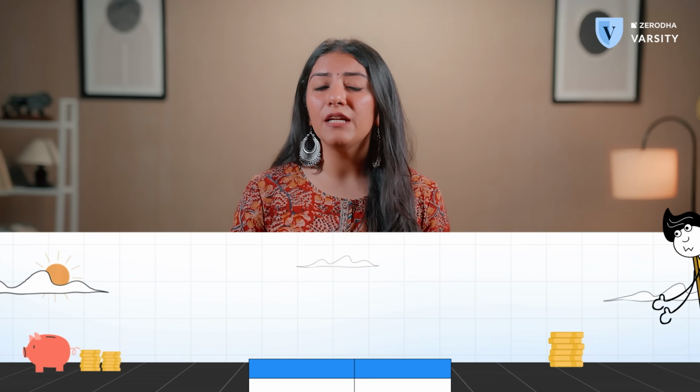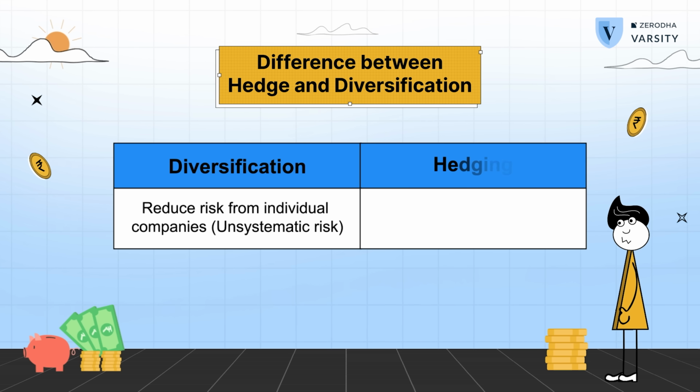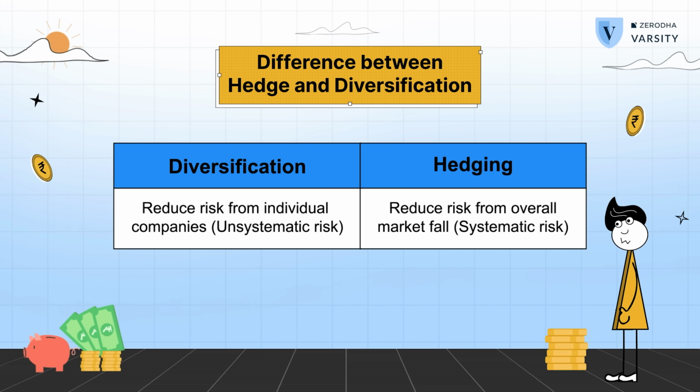That does not mean systematic risk cannot be managed. It simply means that it cannot be eliminated through diversification. It can only be hedged. This is where most investors get confused. Diversification and hedging look similar on the surface because both are about reducing risk, but they work in completely different ways. Diversification reduces unsystematic risk, while hedging is used to protect against the systematic risk.